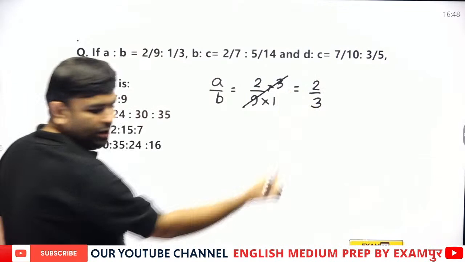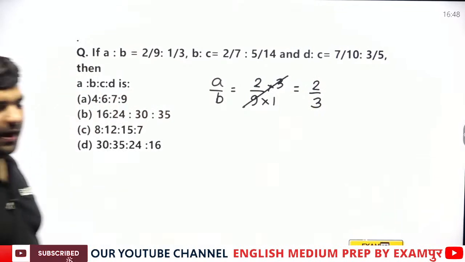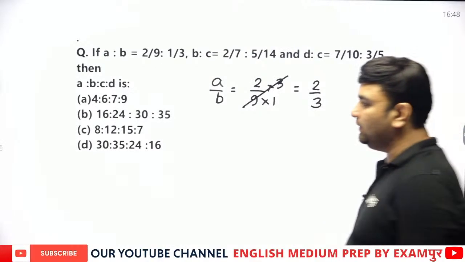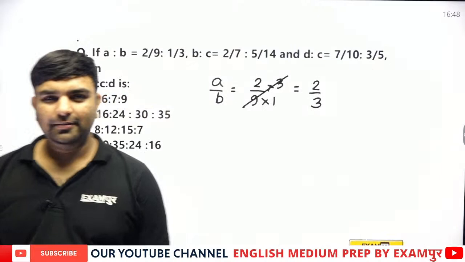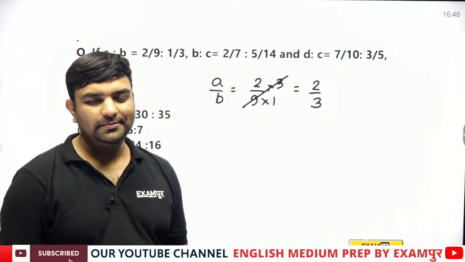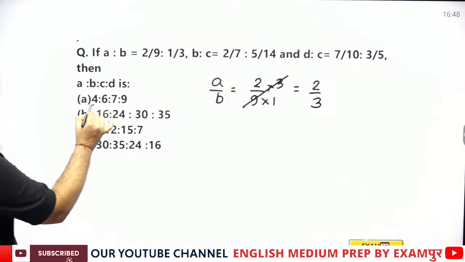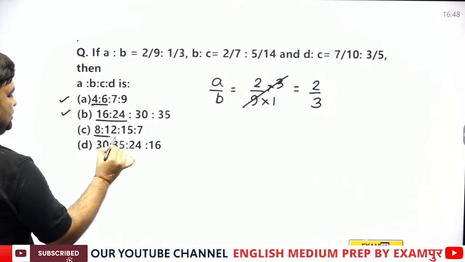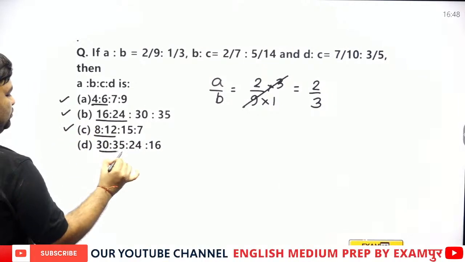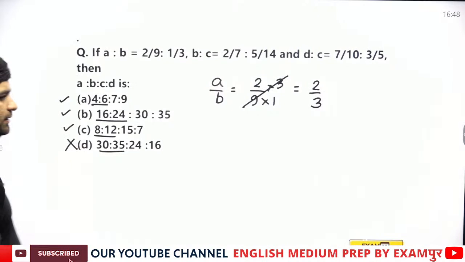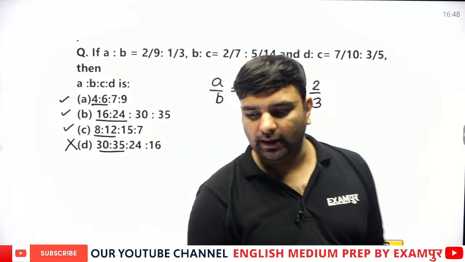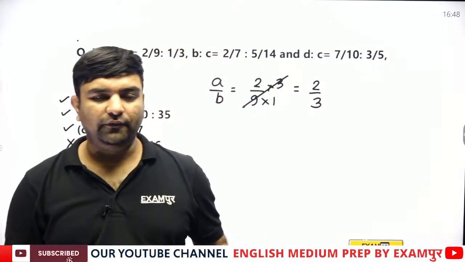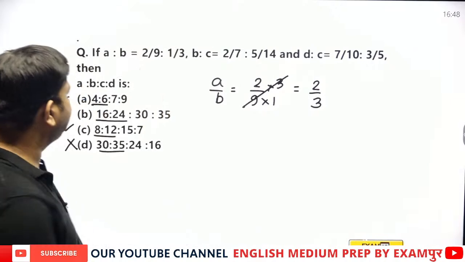A by B is 2 ratio 3. Is it 2:3 here? Yeah. Is it 2:3 here? Yeah. Is it 2:3 here? No. There is a 33% probability of doing it correctly in the first second.